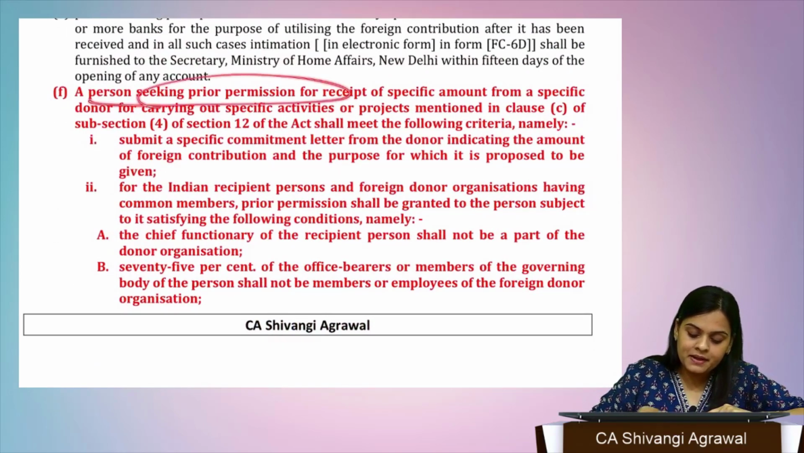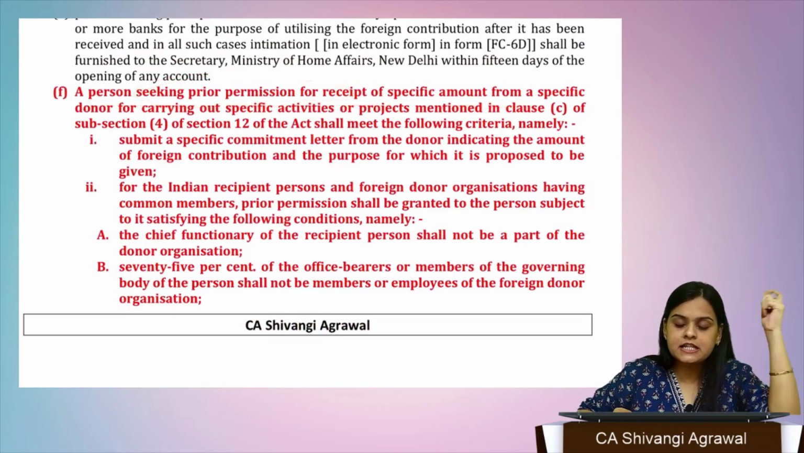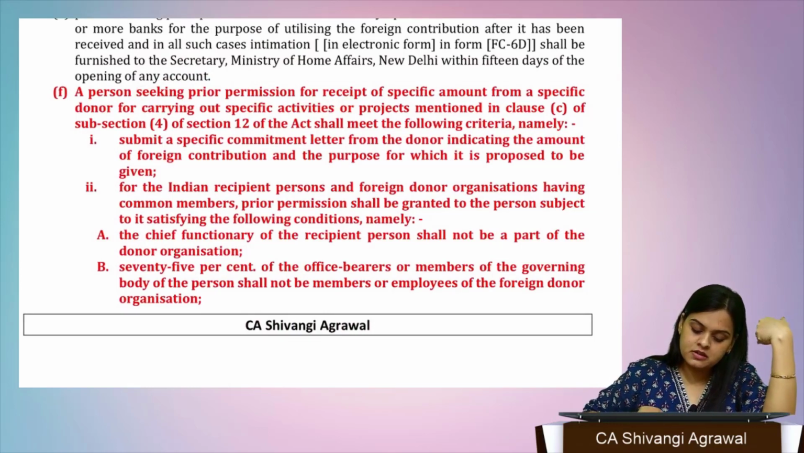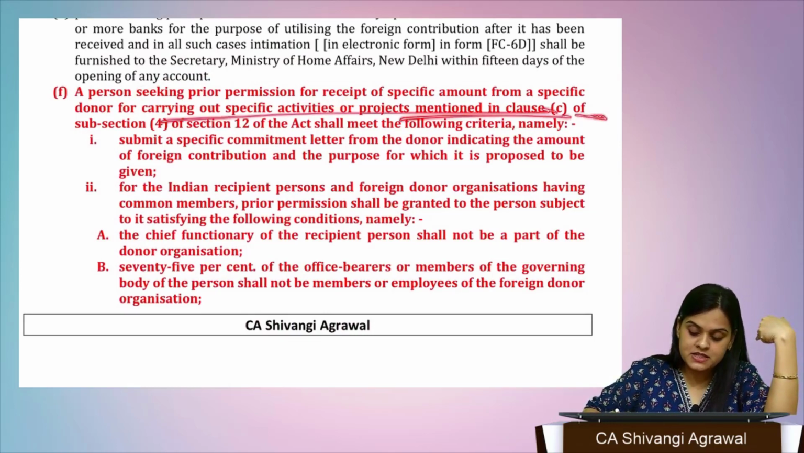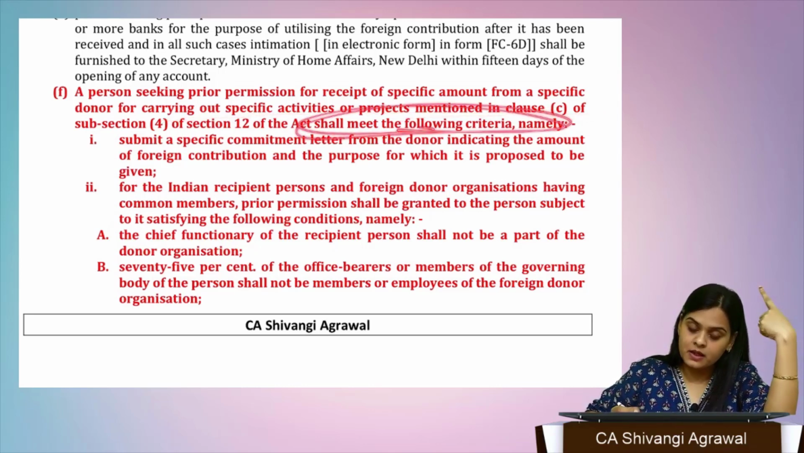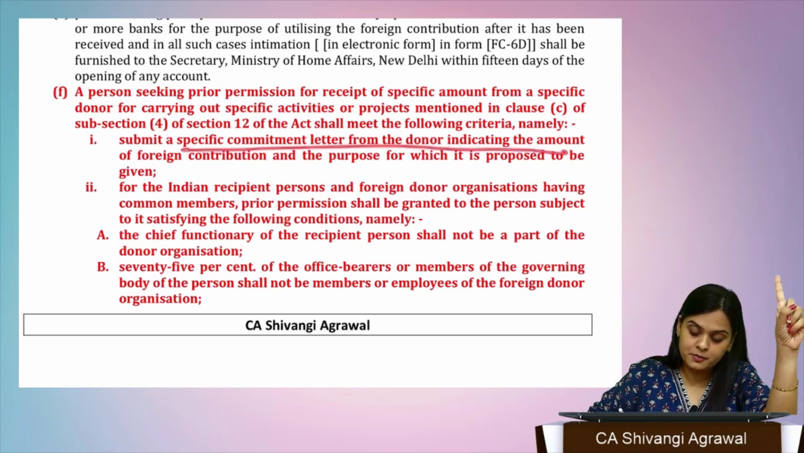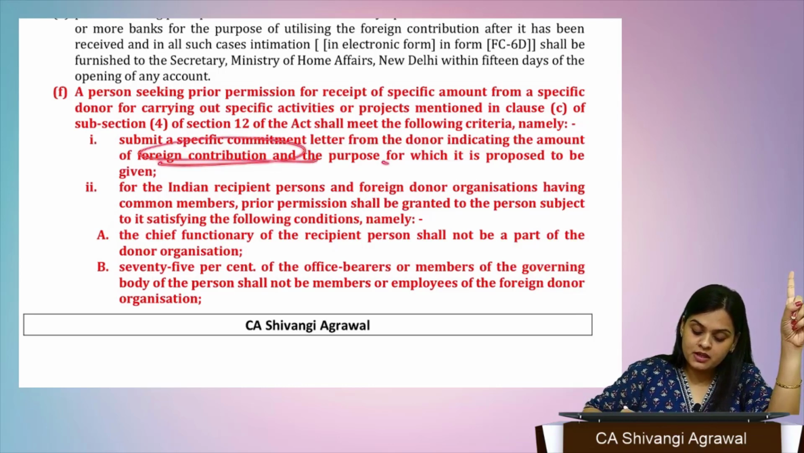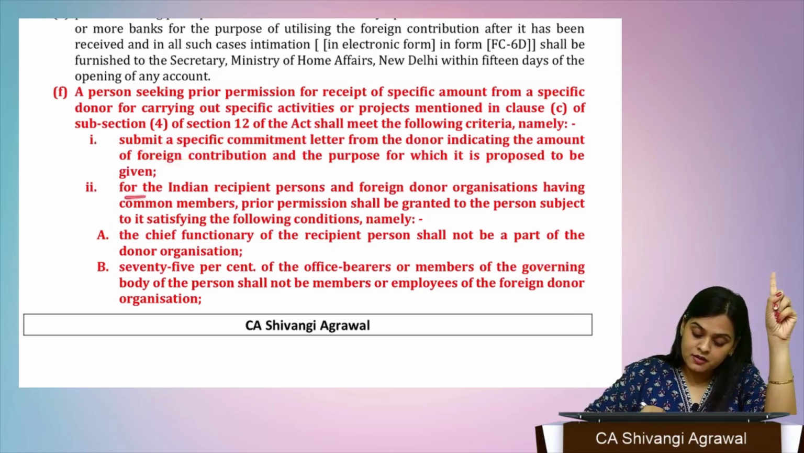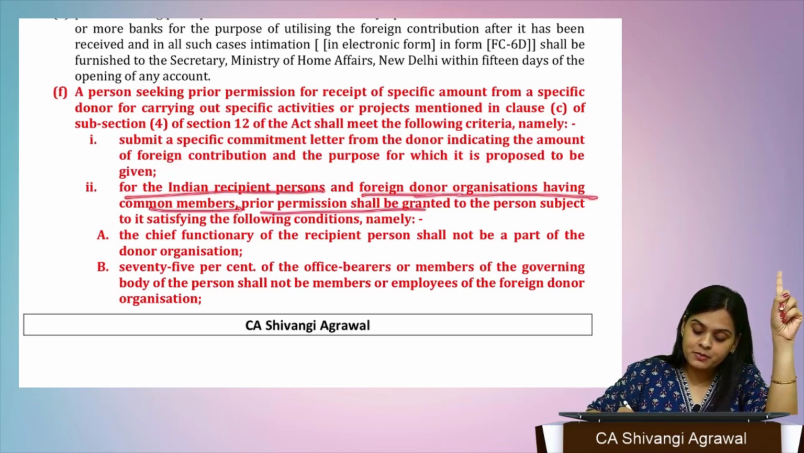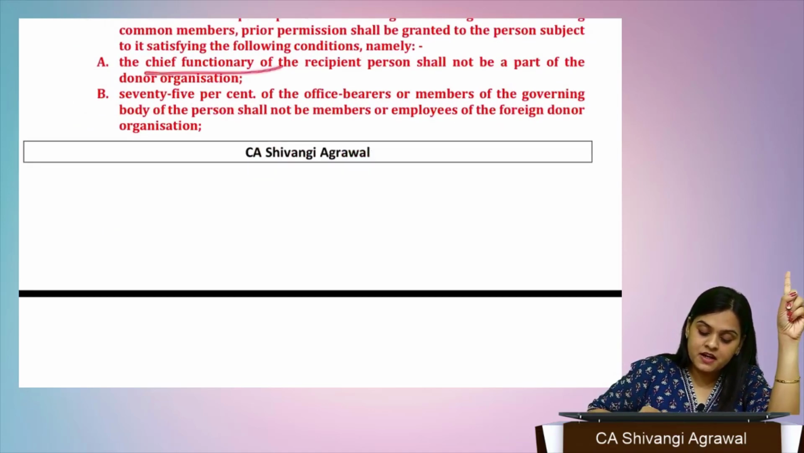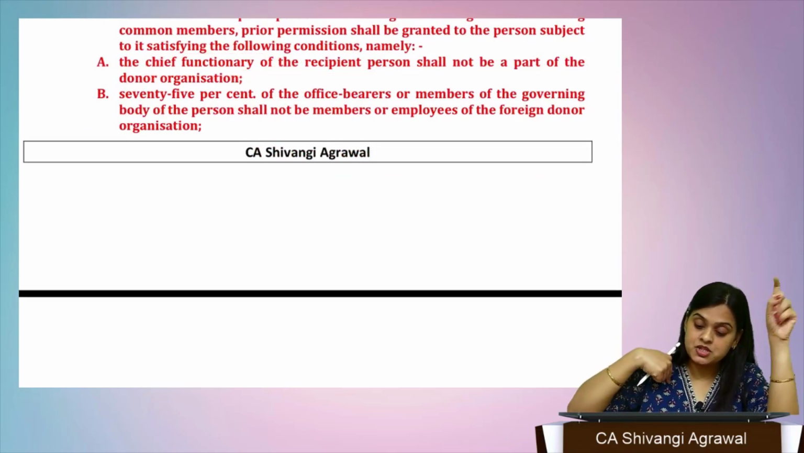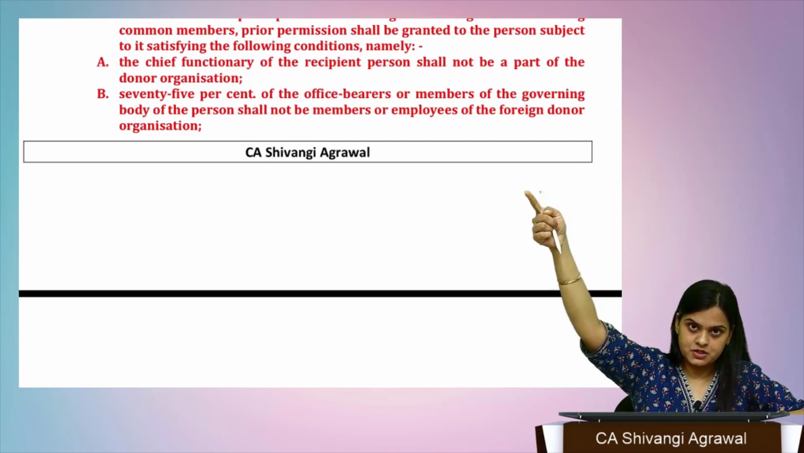If a person is seeking prior permission for the receipt of specific amount from a specific donor for carrying out specific activities, then it has to meet the following criteria. What? Submit a specific commitment letter from the donor. What is the amount of foreign contribution and for what purpose you are giving it. For the Indian recipient persons and foreign donor organization having common members, prior permission shall be granted to the person subject to it satisfying the following conditions. The chief functionary of the recipient person shall not be a part of the donor organization. Condition number 1.